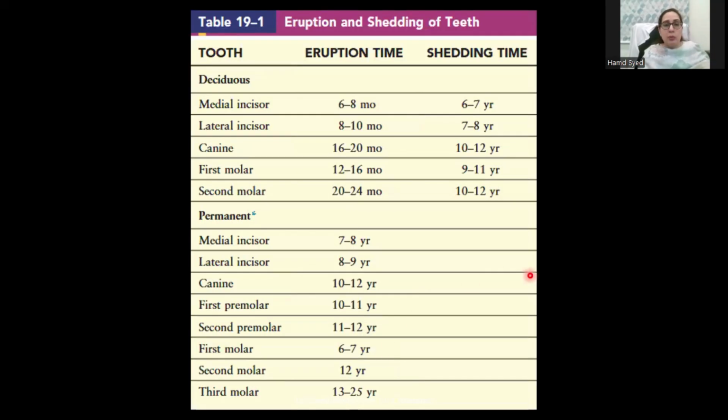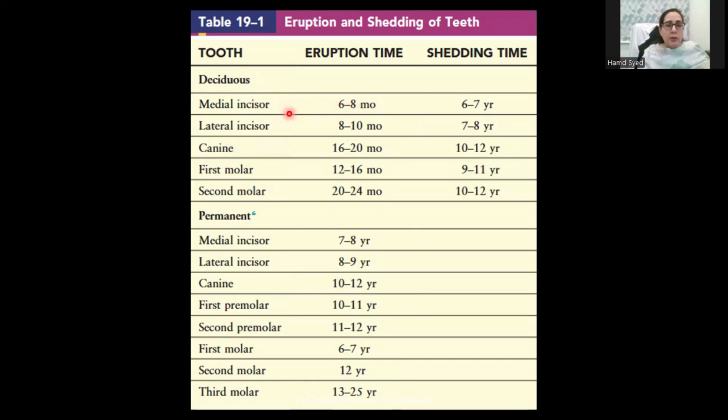Now, this is a table which is summarizing the eruption time as well as the shedding time of the deciduous teeth and the permanent teeth. If you look at the deciduous teeth, I told you there are a total of 20, which means 10 in the upper jaw and 10 in the lower jaw. And in each quarter of the jaw, you would have 5, that is the 2 incisors, the canine, and the 2 molars, from anteriorly to posteriorly.